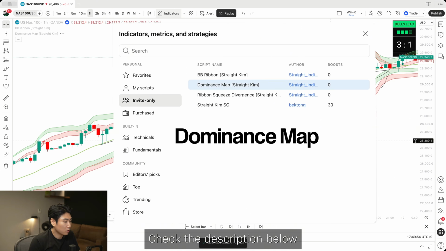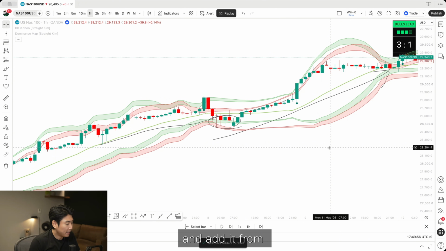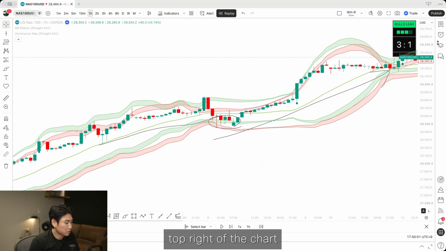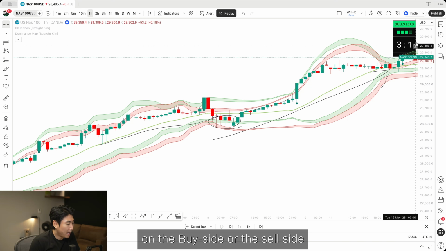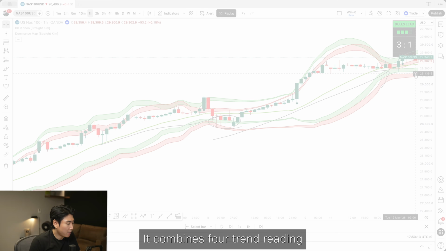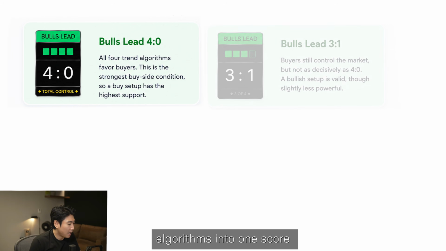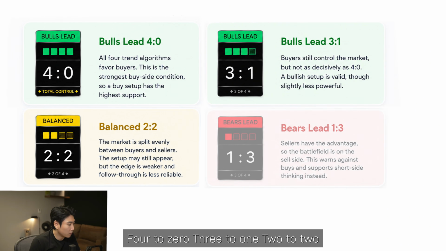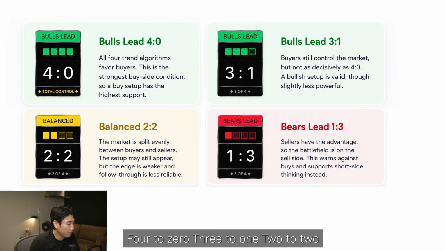Same as before, check the description below and add it from invite only scripts. Now look at the top right of the chart. It shows you the score. It is the battlefield on the buy side or sell side. It combines 4 trend reading algorithms into one score. 4 to 0, 3 to 1, 2 to 2.